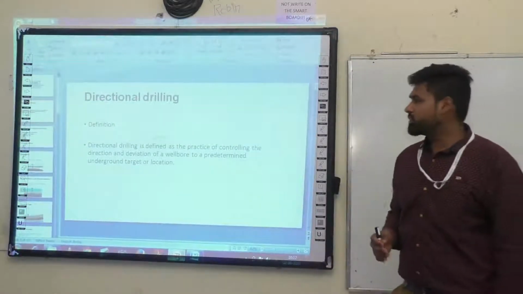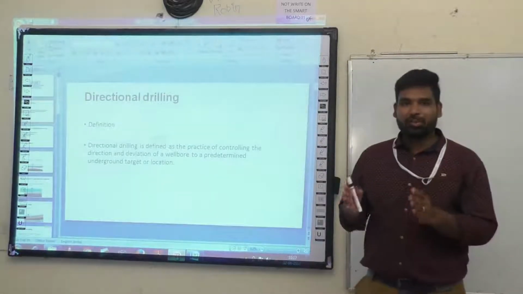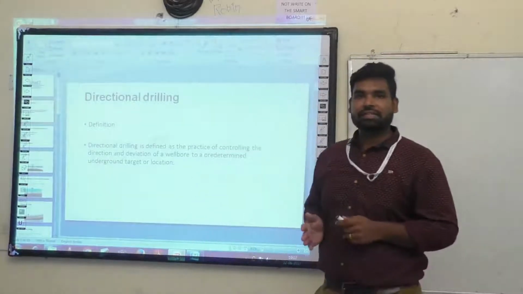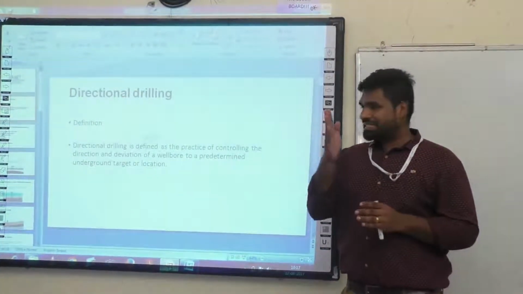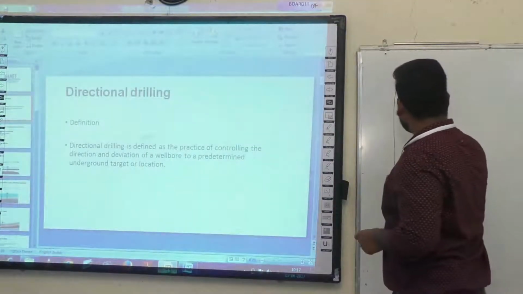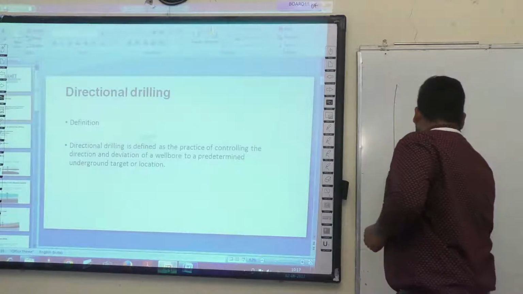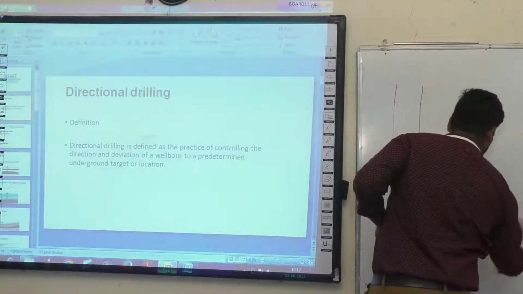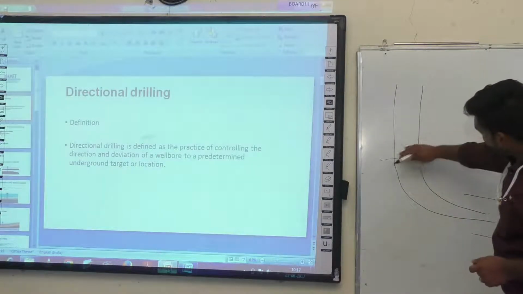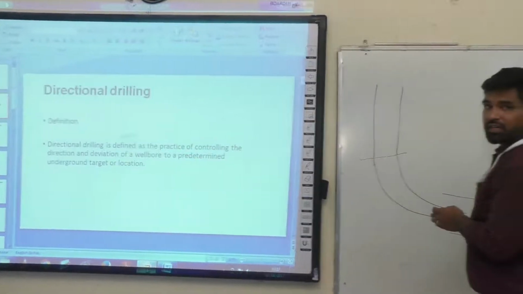So, what is the difference between vertical and directional drilling? In vertical drilling, the hole will be straight to reach the reservoir, but directional drilling will be like a slight incline. That means it will be coming straight, and from here it will be deviating towards the reservoir. See, if this is a reservoir, you are getting a vertical section, and from there it is deviating to reach the reservoir.